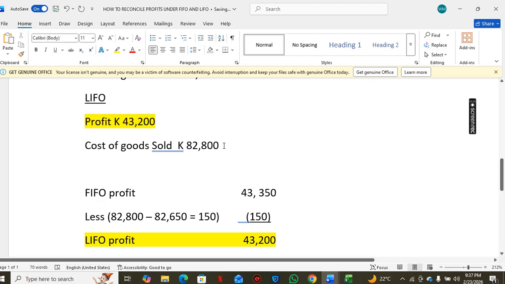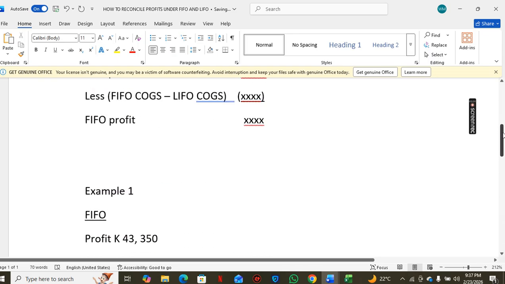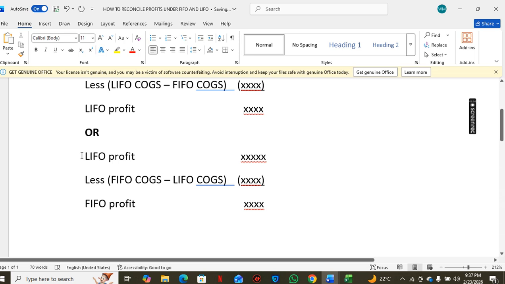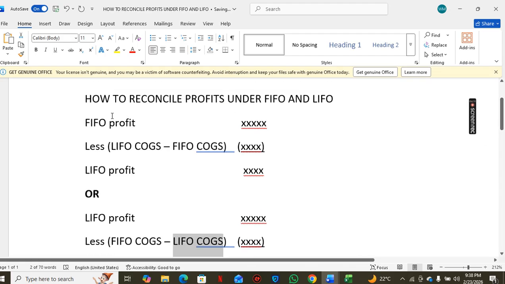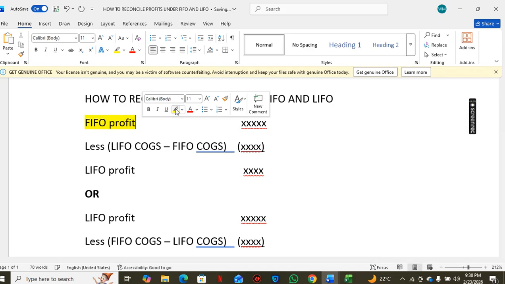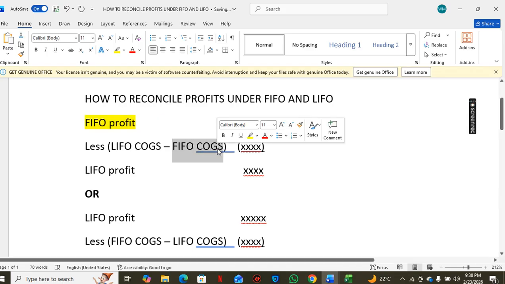That's the first way of reconciling the profits for FIFO and LIFO. If we use the second format, this is the second way you can reconcile the profits for FIFO or LIFO. If you start with the LIFO profit, it's the FIFO cost of goods sold minus the LIFO cost of goods sold. So the trick here is this. Since it's the LIFO profit, the LIFO cost of goods sold goes at the end here. Then since it's the FIFO profit, you put the FIFO cost of goods sold at the end here.